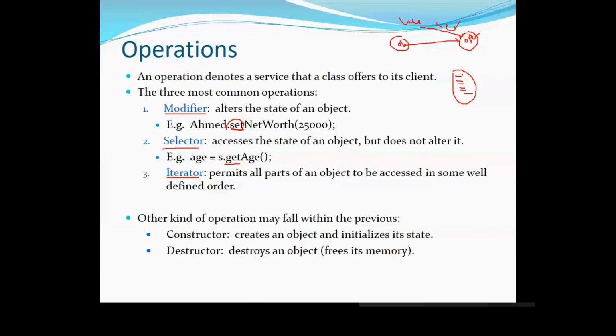Another kind of operation could be the constructor and destructor. The constructor will initialize all the variables and create the object. The destructor will remove all the values and destroy the object. So we use this in Java. When you start the program, each class should have a constructor and destructor to make the program run in a safe way.